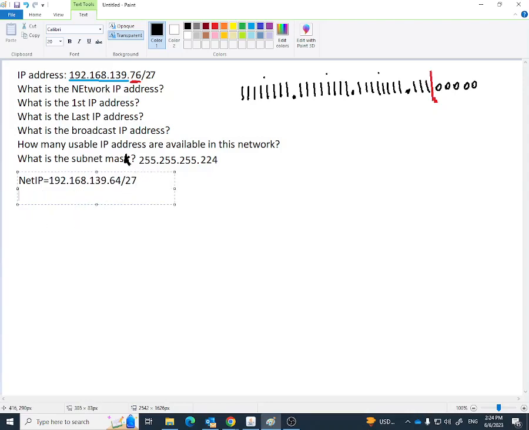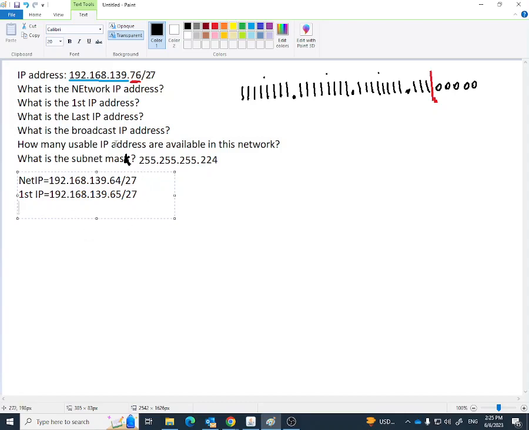Okay, now the first available IP address is going to be very simple. It's straightforward. You just add 1 to the network IP address, and that will be it. So first IP is going to equal 192.168.139.65/27.